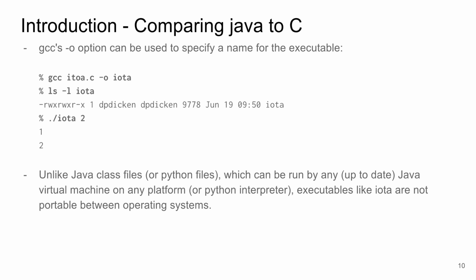So unlike Java class files or Python .py files, which could be run by any up-to-date Java virtual machine or Python interpreter, executables like the one we created up here called iota are usually not portable between operating systems. Does anybody know why that would be?